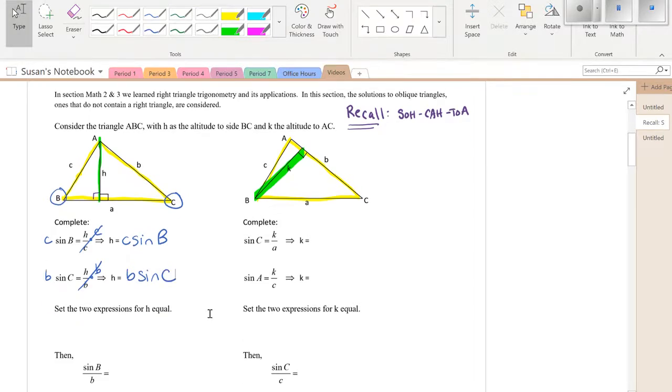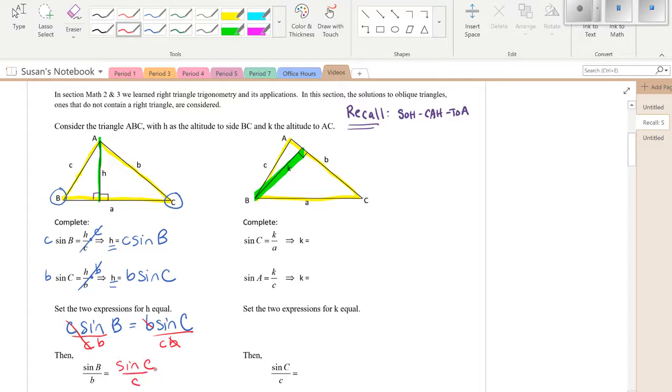If we set these two expressions equal, because they're both equal to h, which is why we're allowed to do that, we get c times the sine of B is equal to b times the sine of C. And if we divide both sides by c and b, notice the c cancels out and the b cancels out, so we get the sine of B over b is equal to the sine of C over c.